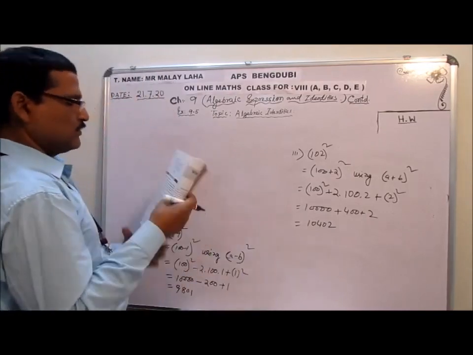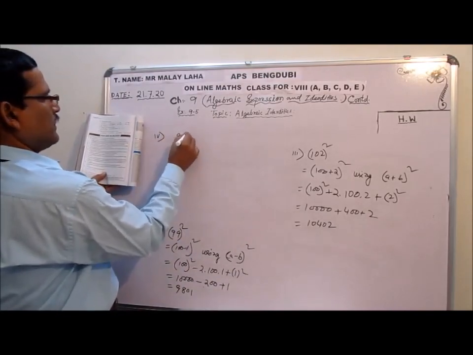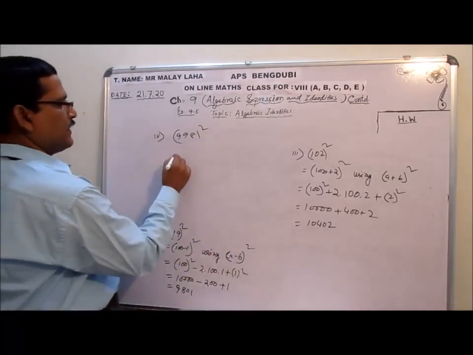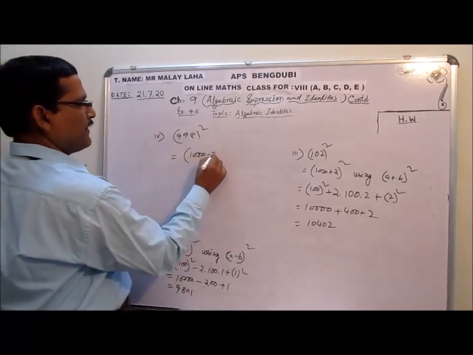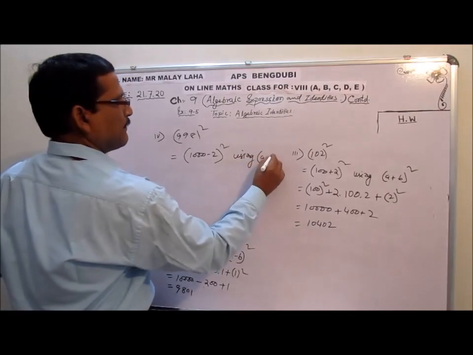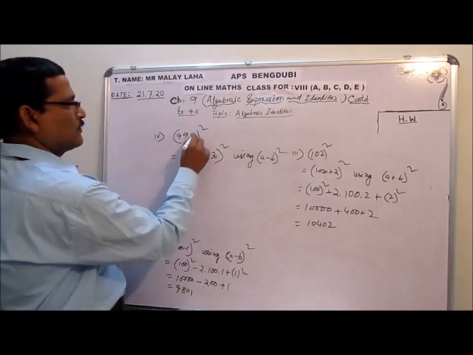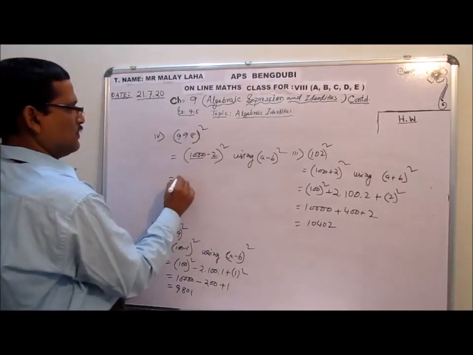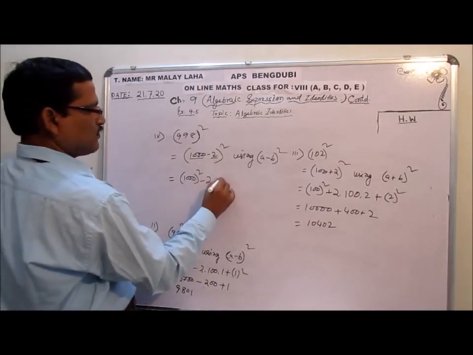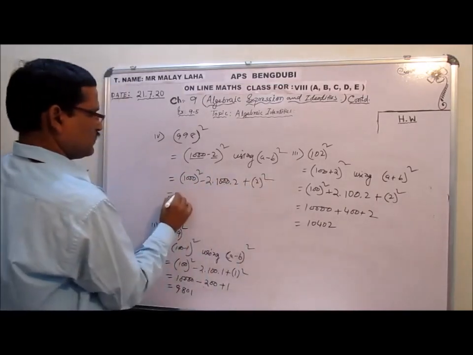Now coming to next. 998 whole square. How can I write down 998? It can be written as (1000 minus 2) whole square, using (a minus b) whole square, where a is 1000 and b is 2. So a square means 1000 square, minus twice a, 1000, b means 2, plus b square, 2 whole square.